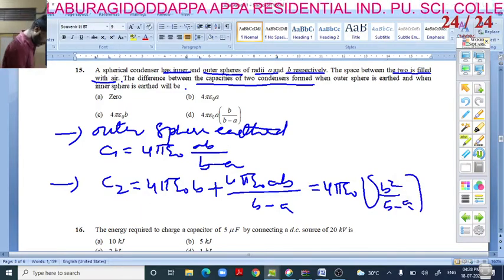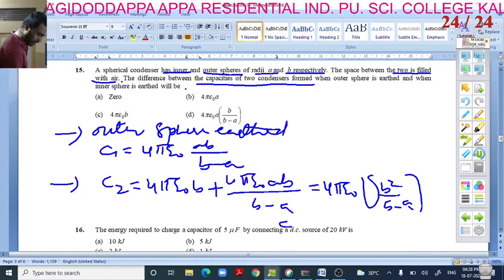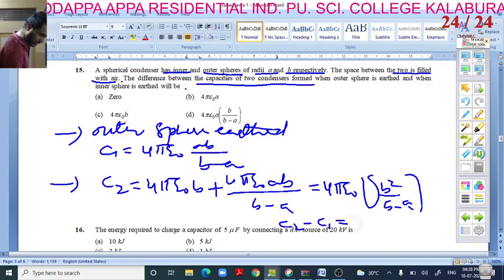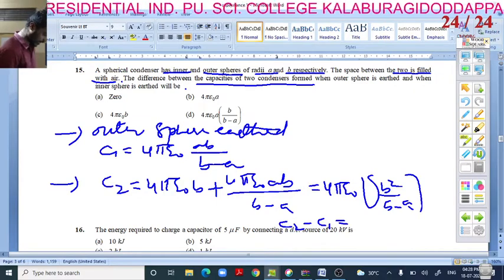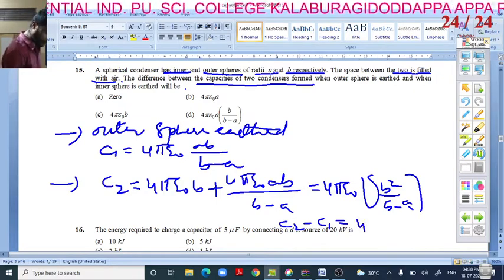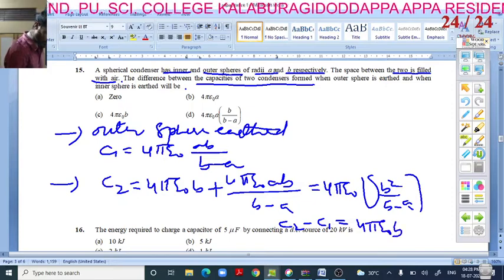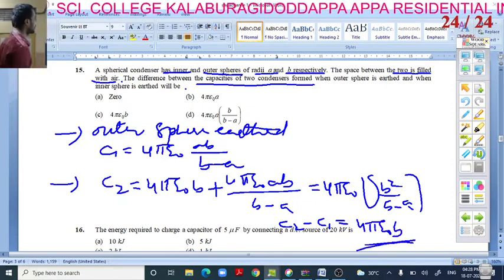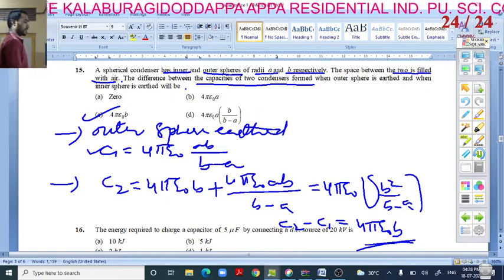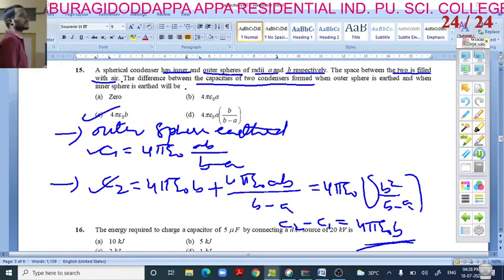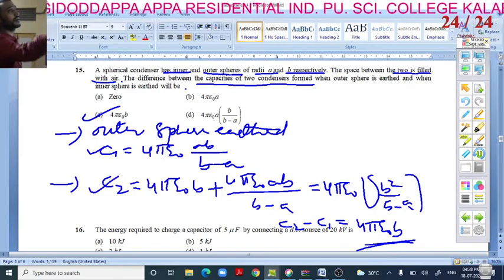So the difference of capacities, C2 minus C1. Just write both the formulas, and by taking C2 minus C1, 4 pi epsilon B we will get here. But you should know this outer and inner.